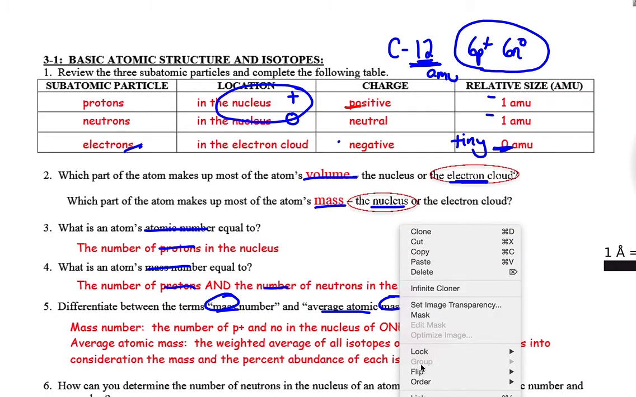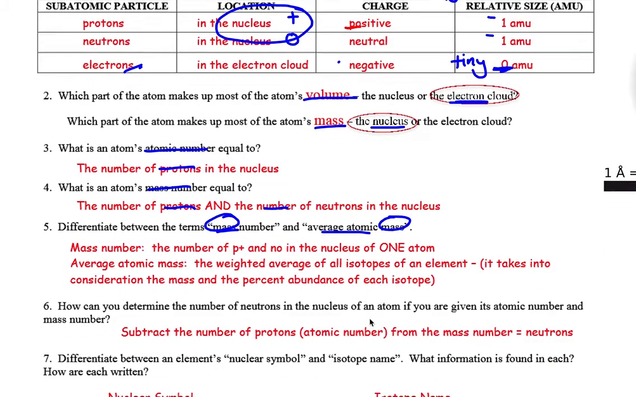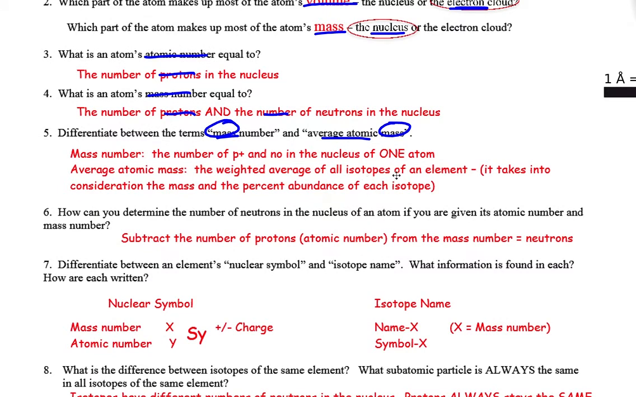So the average atomic mass is different because it takes into consideration the masses of all the isotopes and how abundant they each are. And we'll get into that in a minute. Let's focus on mass number for now, though. It says, how do you determine the number of neutrons in the nucleus? You take the protons.